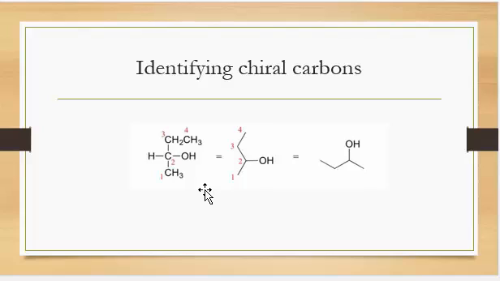When we consider chirality, we can't just look at the bonding to 1 atom. We have to consider the entire substituent bonded to the carbon in question. Since carbon 2 is bonded to 4 different substituents, it is chiral. Carbon 3 and 4 are not chiral since they are each bonded to more than 1 hydrogen atom.